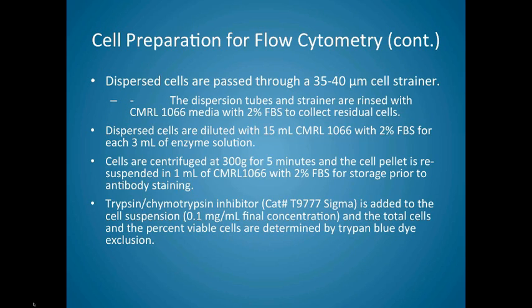And then cells are centrifuged and brought up in the CMRL media, again with 2% fetal bovine serum for storage prior to staining. We haven't always done this, but we also at times add trypsin and chymotrypsin inhibitor to the cell suspension to inhibit any residual enzyme in those tubes. So with that, the cells are counted and then stained for the flow cytometric application.